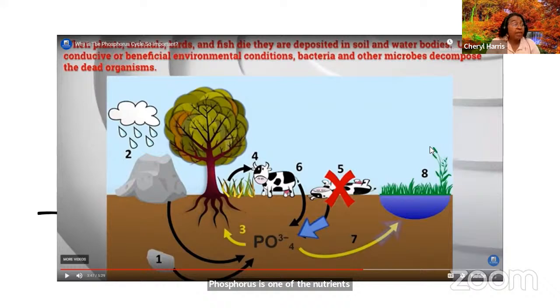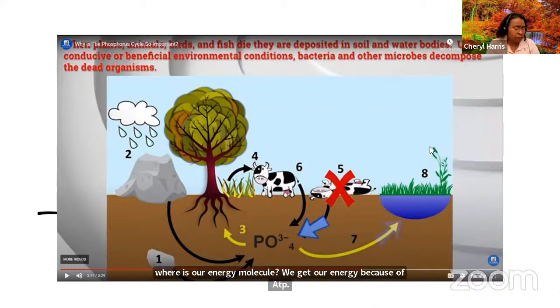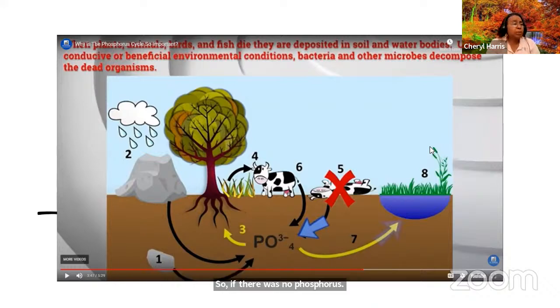All right, again, that ATP molecule is our energy molecule. We get our energy because of ATP. So if there was no phosphorus, we would have no ATP molecule. We would not be able to break down the molecules that we eat. And you probably would just be sitting there not moving very much because you would have no energy. Okay. All right.